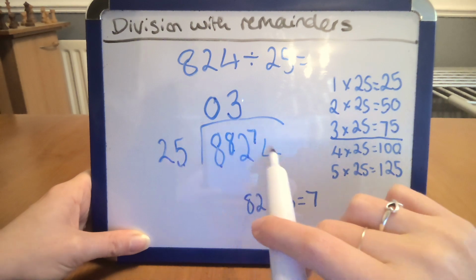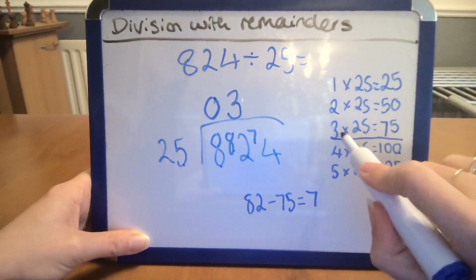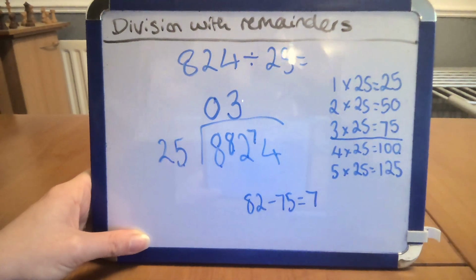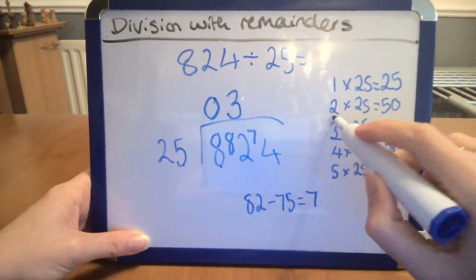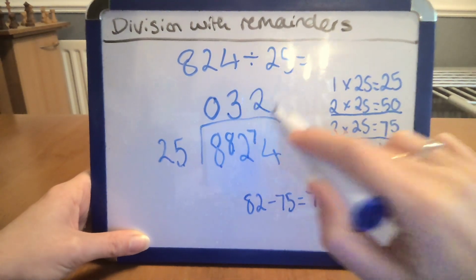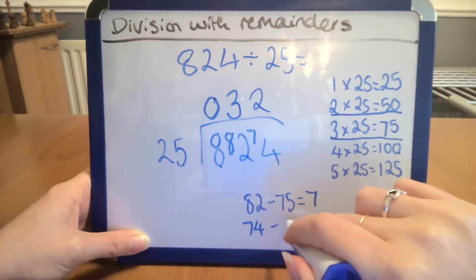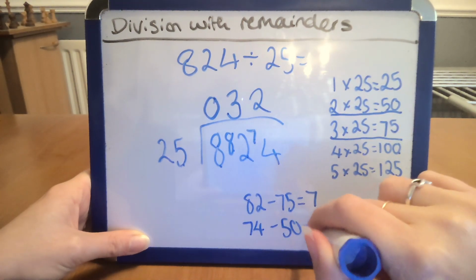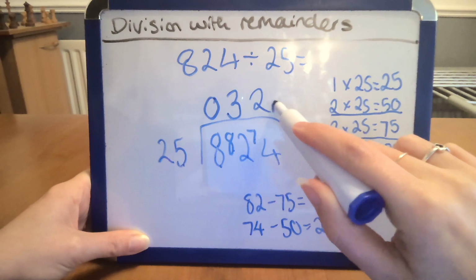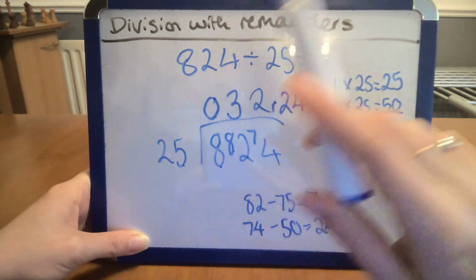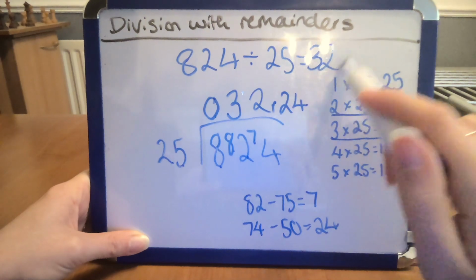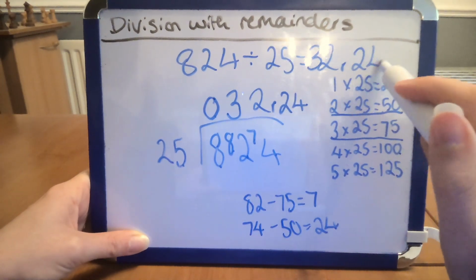How many times does 25 go into 74? Well, it's not going to be 3 because that's 1 too many this time. So it's going to be 2, because 2 times 25 is 50, and then 74 take away 50 equals 24. So it's going to be remainder 24. And again, I don't need my 0 at the front, so it's going to be 32, remainder 24.